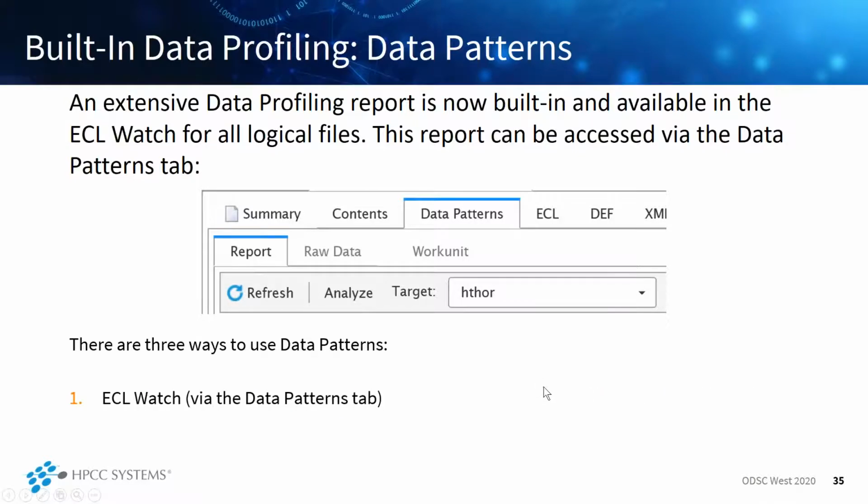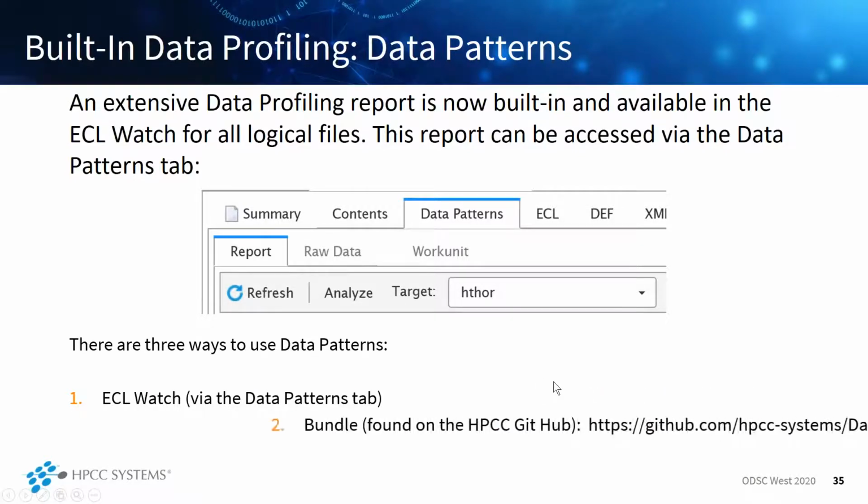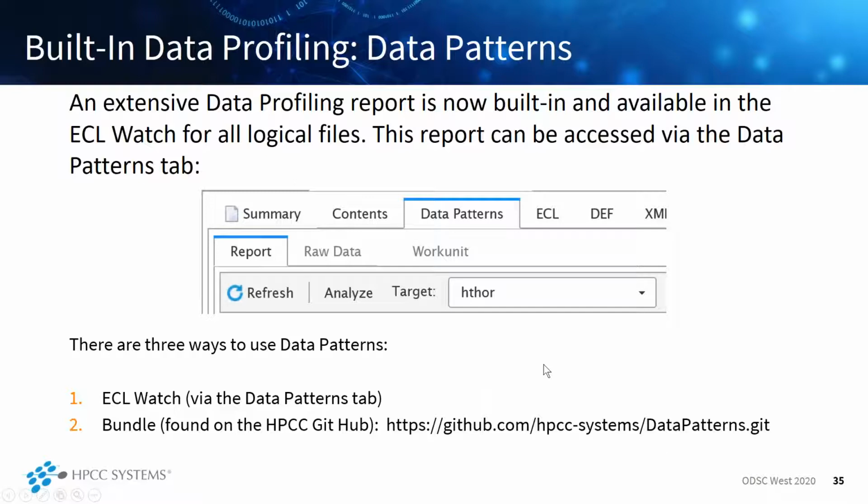All right, and there's 3 ways to use data patterns. The first one, again, is the ECL Watch. Second one is a bundle, which you can go out and download. And the third one is our standard library reference. There's a call that's called std.datapatterns and a function called profile. So you simply say std.datapatterns.profile and the name of your file, and you can do it in ECL code, or you can do it using the web service ECL Watch.